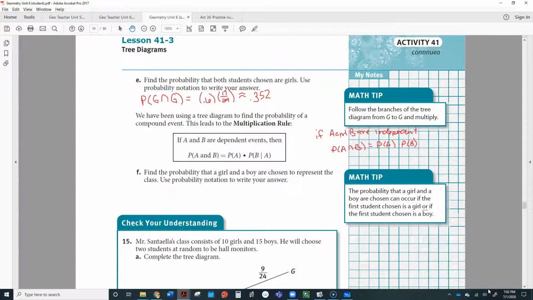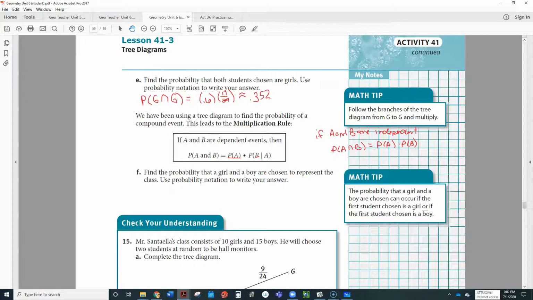So those would be independent events, and then all you do is find the probability of A times the probability of B. But with this one, because what you do that first time right here changes the outcome of the other, then these are dependent events, and this is what you have to do. You have to multiply probability of A times probability of B given A. So it says, okay, find the probability that a girl and a boy are chosen.